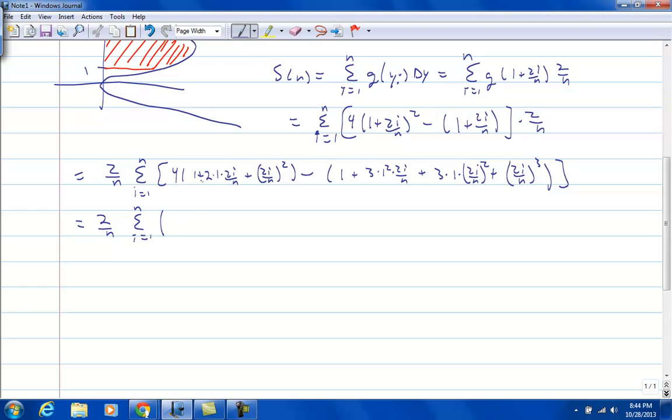If we distribute through, well, let me finish the multiplication. 4 times 1 plus 4i over n plus 4i squared over n squared, minus 1 plus 6i over n plus, that's 4, 2 squared is 4, so 3 times 4 is 12, i squared over n squared plus 8i cubed over n cubed.